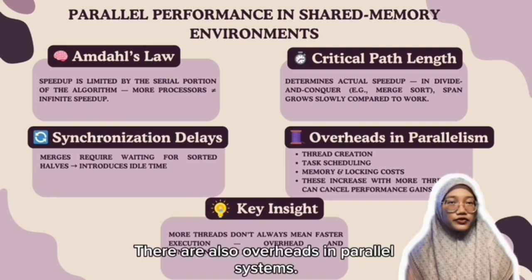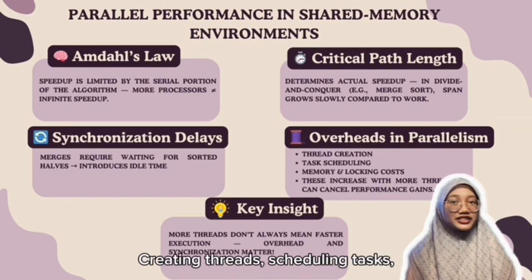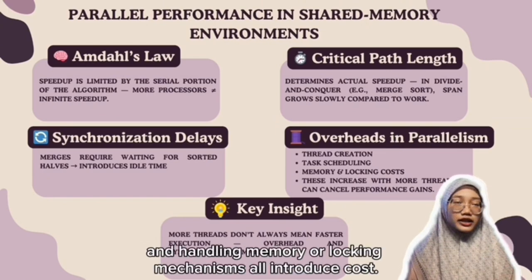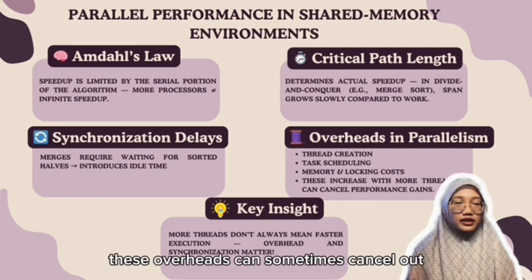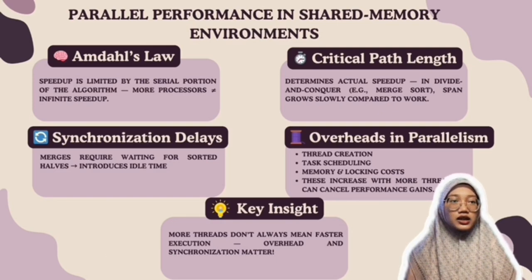There are also overheads in parallel systems. Creating threads, scheduling tasks, and handling memory or locking mechanisms all introduce costs. As more threads are added, these overheads can sometimes cancel out the expected performance gains.